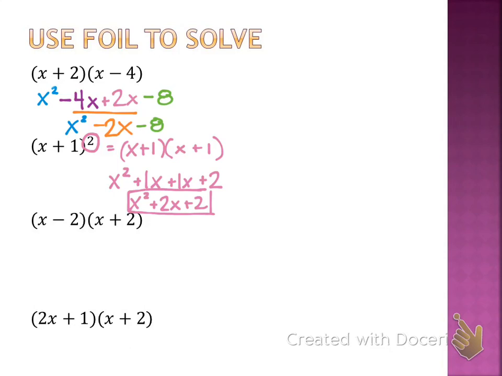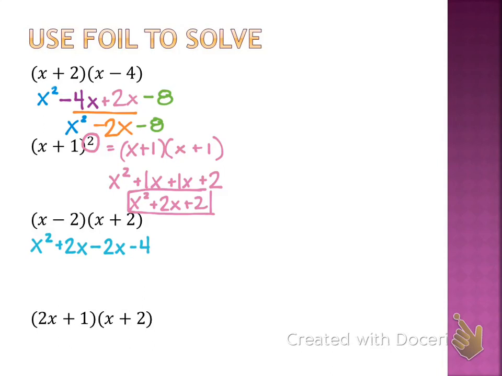All right, let's do the next one. Again, I need to FOIL this. So I start with my first terms. X times x is x squared. Outside, 2 times x is 2x. Inside, negative 2x. And last, negative 4.